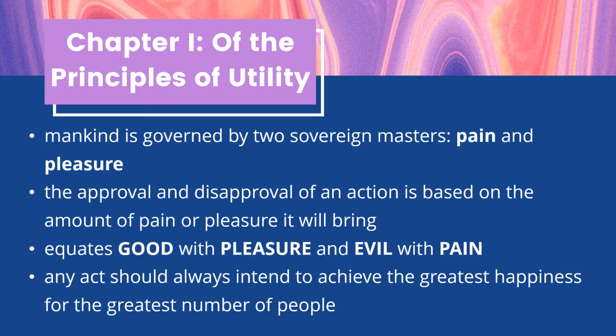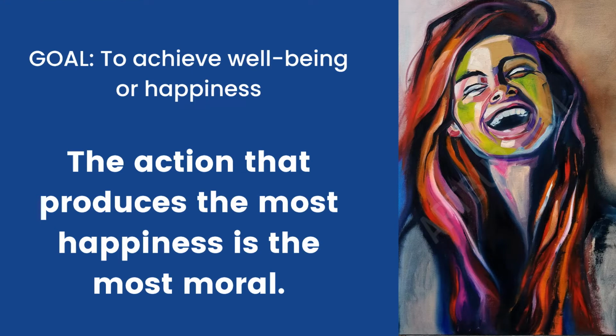In Bentham's point of view, the principle of utility can be applied to whole communities. Any act should always intend to achieve the greatest happiness for the greatest number of people. The goal of the principle of utility is to achieve well-being or happiness. The actions that produce the most amount of happiness are the most moral. That's why people commend an action that tends to produce benefit, advantage, pleasure, good or happiness, or prevent the happening of mischief, pain, evil, or unhappiness.